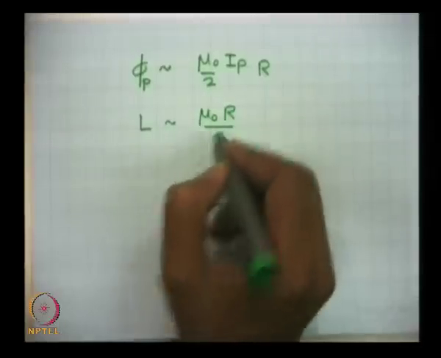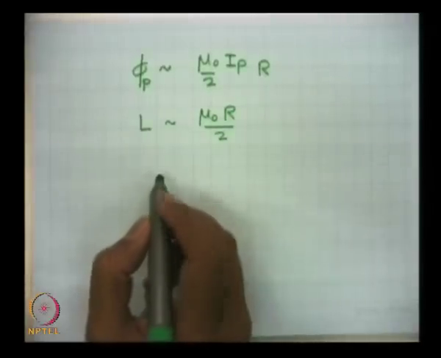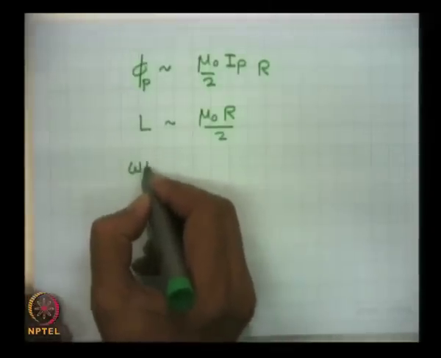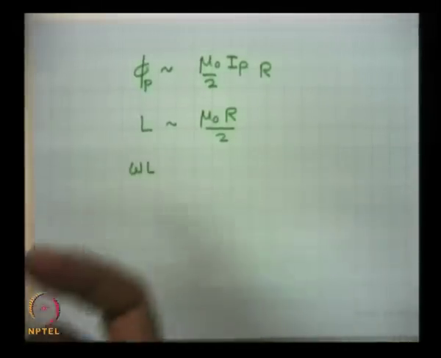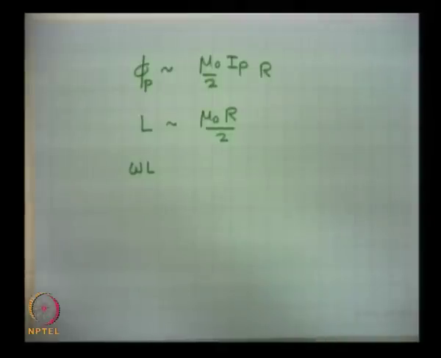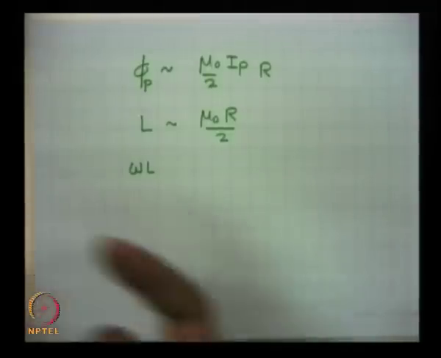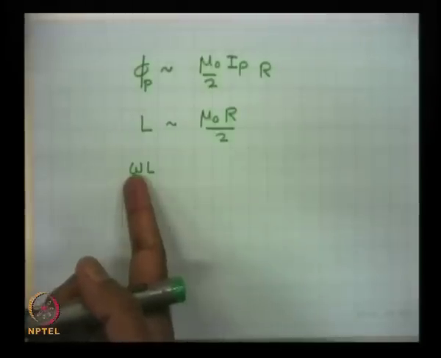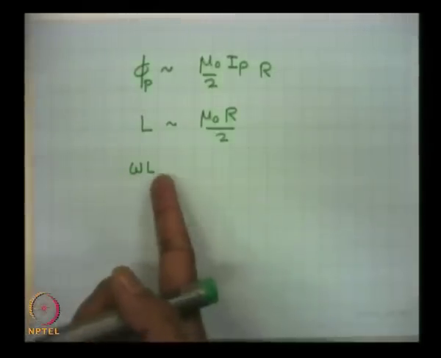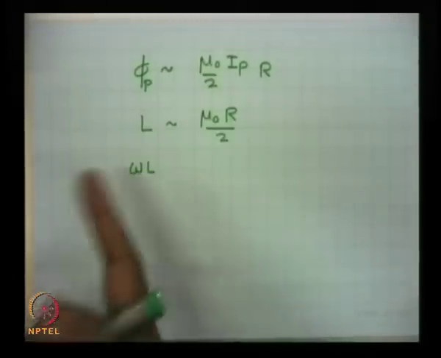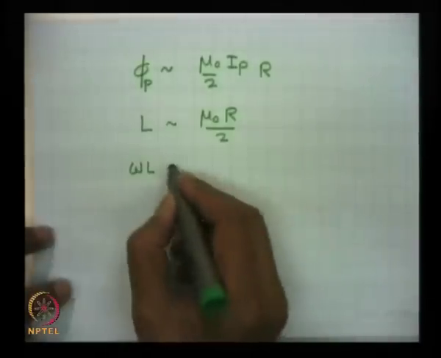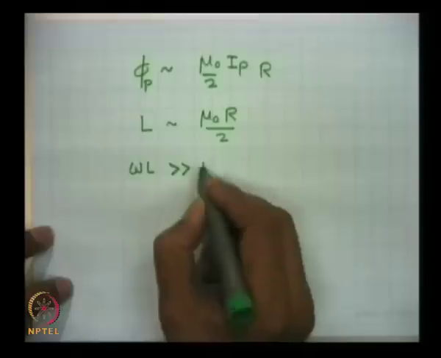And then just you can calculate the value of omega L, and you find that omega L, if I choose the time, like time of evolution of EMF, like a second, then this is like 2 pi upon 1 second, which is like 2 pi by 1. And if I multiply by L, this turns out to be orders of magnitude bigger than resistance. So this is much bigger than Rs.